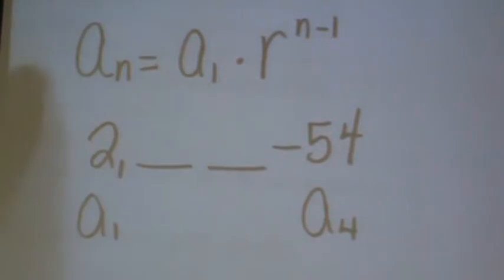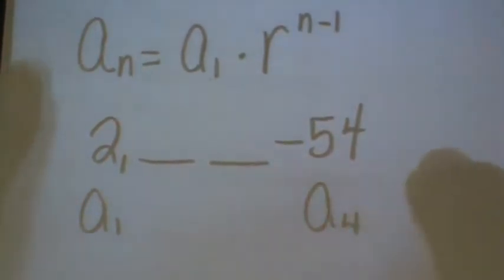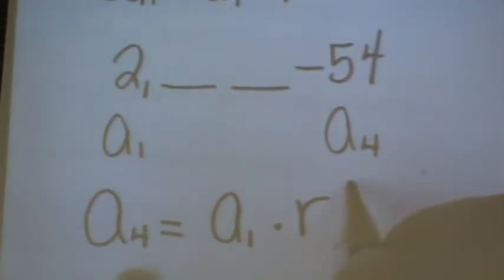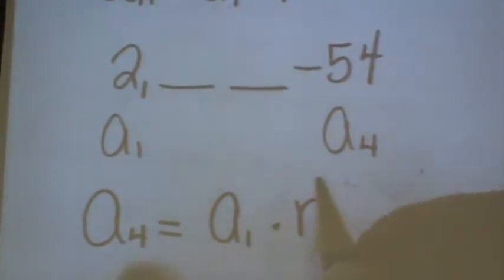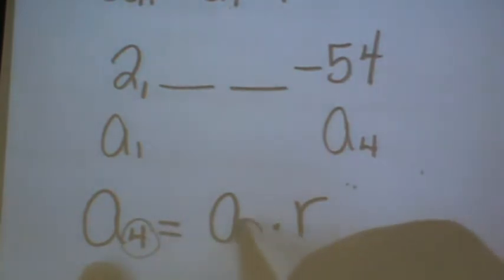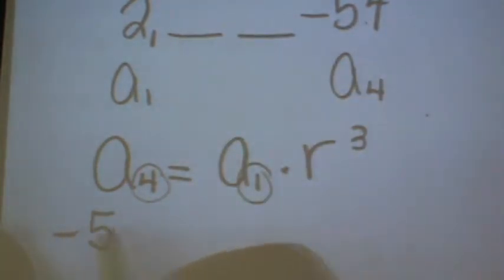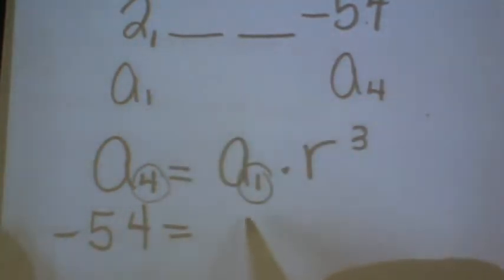So now we're going to alter this formula. I'm going to put this number right here. A sub 4 equals A sub 1 times R. What power will this be? What did they do here? We subtracted them. So what's this power going to be here? N plus 1? No. Take these two and subtract them. What's 4 minus 1? 3. Well, what is the fourth term? Negative 54. What is the first term? 2.